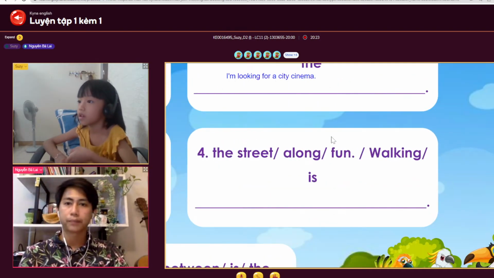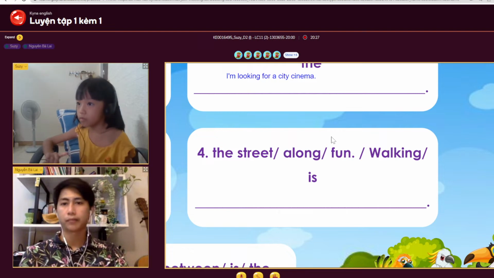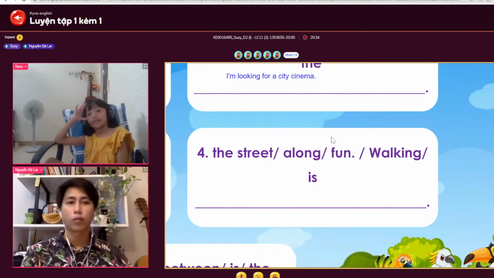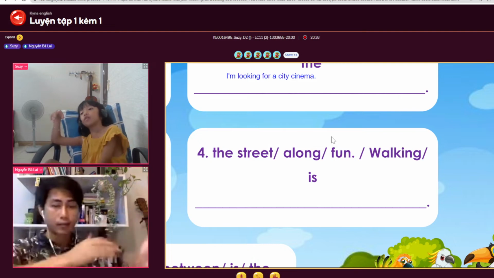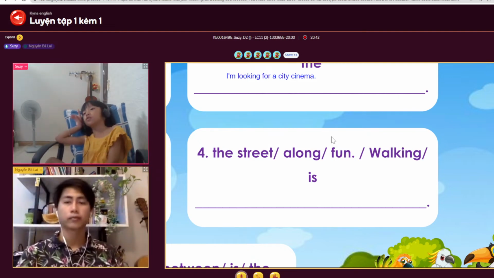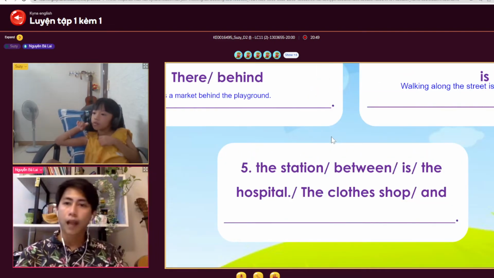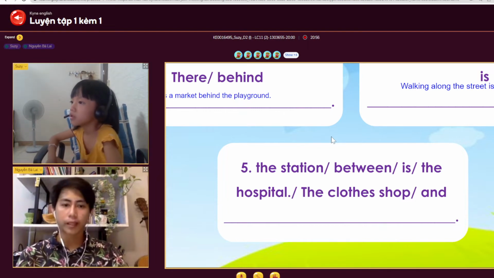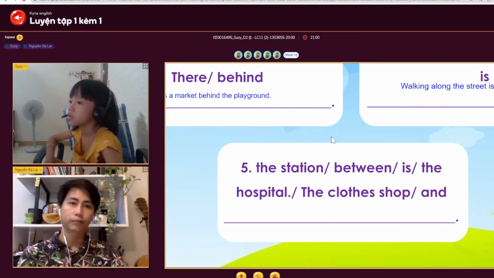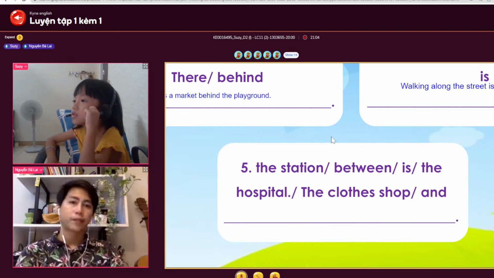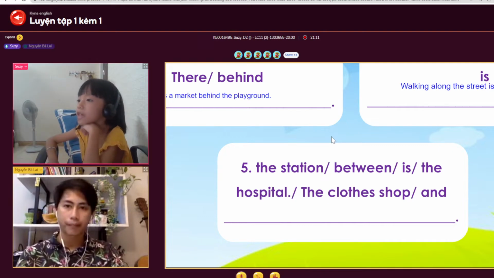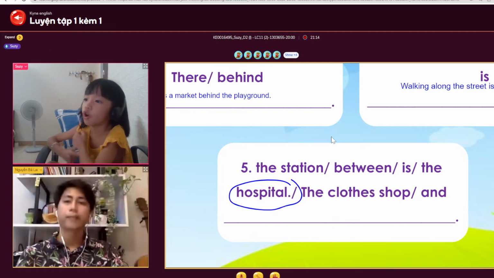Okay, number four. What do you think about walking along the street? Walking along the street is fun. Now, where is the clothes shop? It is behind the station. Not behind, between. The clothes shop is between the station and the hospital.